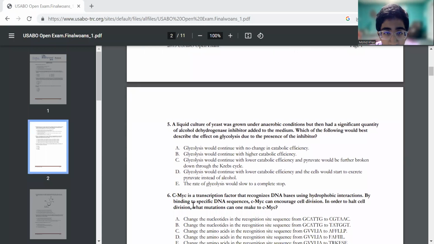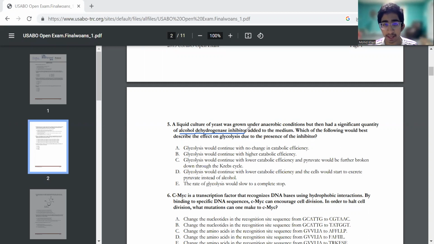All right. So we have a liquid culture of yeast grown under anaerobic conditions, but then a significant quantity of alcohol dehydrogenase inhibitor was added to the medium. All right. Again, we have this inhibitor thing coming up, a drug inhibiting an enzyme. So I'm just going to underline it so that I can keep my eye on this. Which of the following would best describe the effect on glycolysis due to the presence of the inhibitor? All right. So we're in anaerobic conditions.